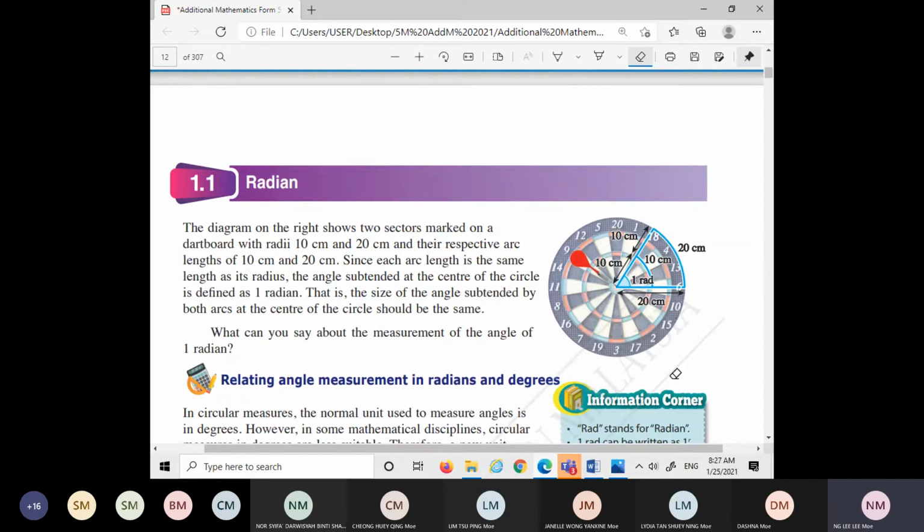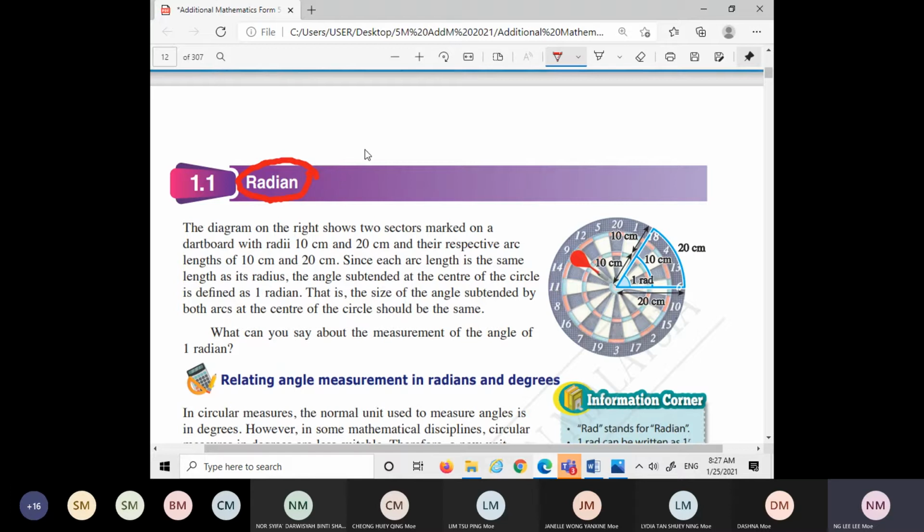So now you come to upper form, and in maths you've learned another unit for angle, which is called radian. Radian. So radian and degree, you have two units now for you to measure the angles.